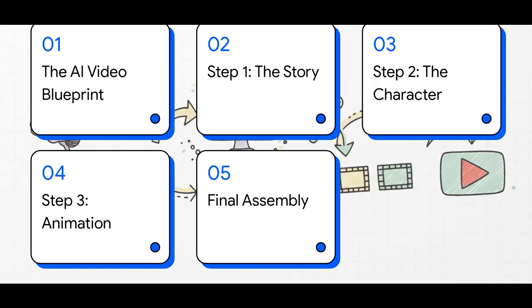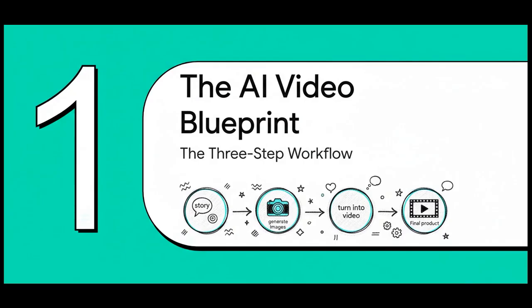So here's our game plan for today. First, we'll look at the big picture blueprint. Then, we'll break down each step one by one, writing the story, creating our character, making it all move, and finally putting it all together. It's a super simple, straightforward process. Anyone can do this.